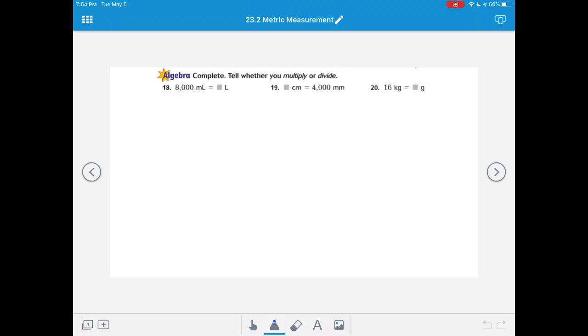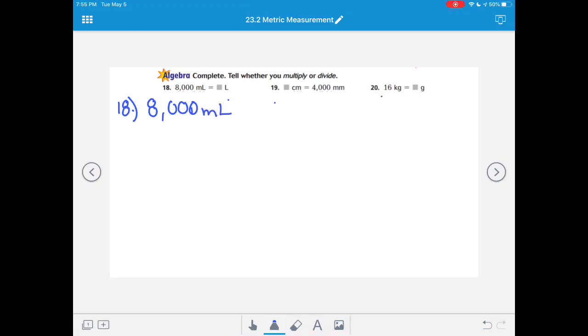All right, so let's do a couple more conversions. Make sure that you're comfortable before you have to begin your daily independent assignment. So let's take a look at number 18, 19, and 20. We're going to tell whether we should multiply or divide, and we're actually going to go one step further by solving the whole problem so that I know that you've had enough practice to be comfortable.